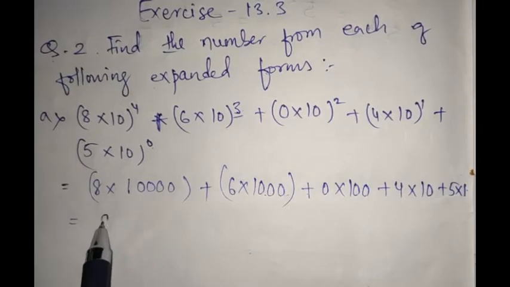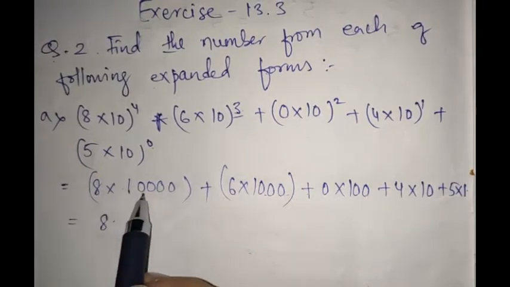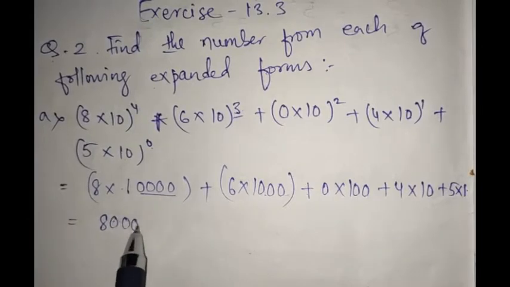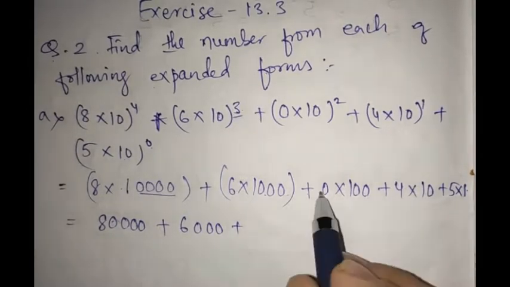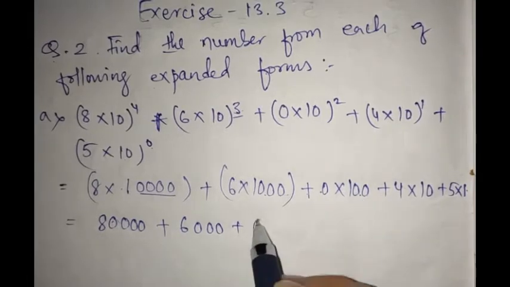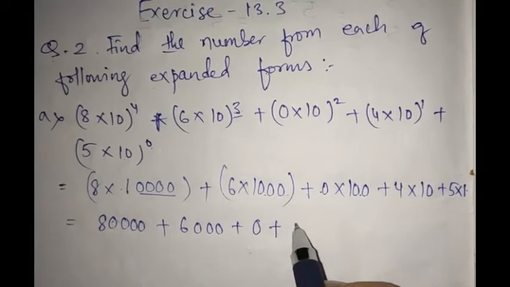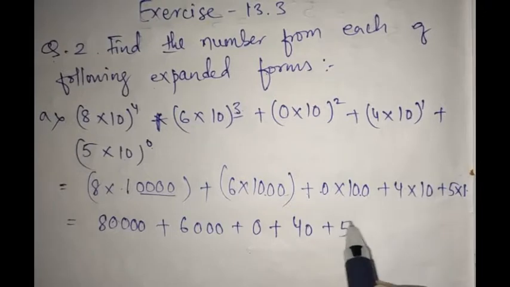So if I write like this, 8 1s are 8, then how many 0s? 4. 1 2 3 4, right? Plus 6, how many 0s? 3. The number of zeros gets reduced when you move towards the right. So 0 into 1000 is 0, plus 4 into 10 is 40, plus 5 ones is 5.